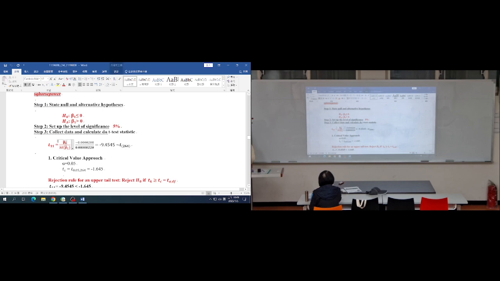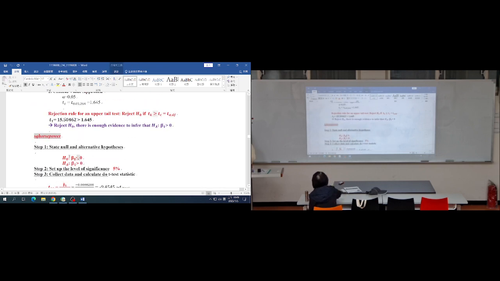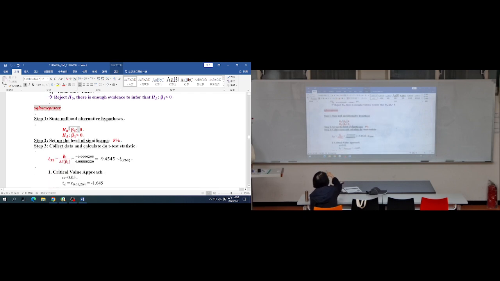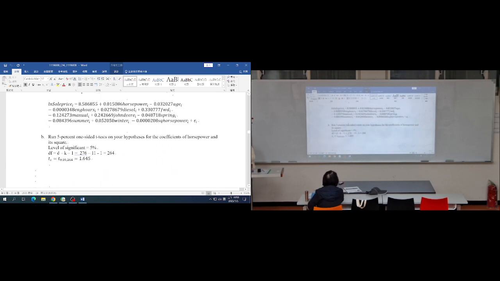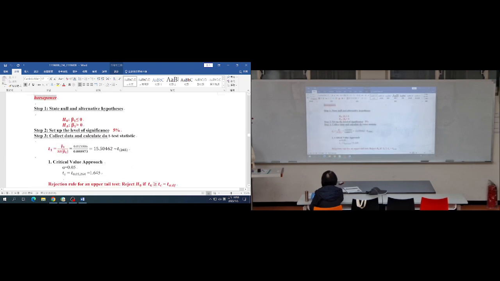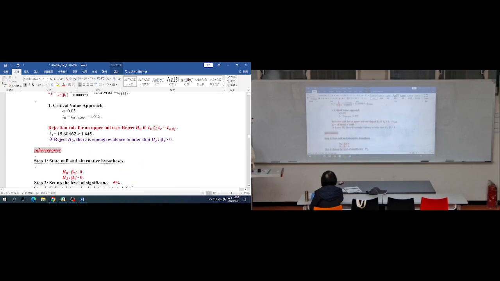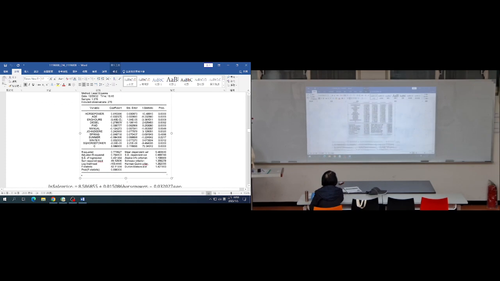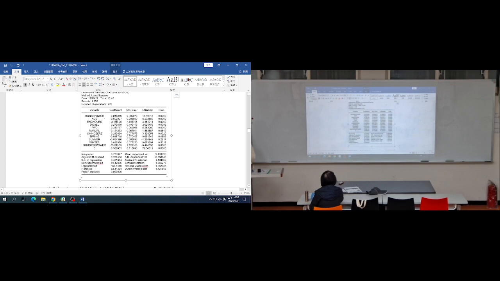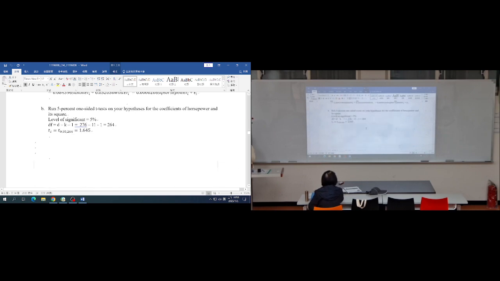Step one. So it should be beta 11 here. Beta 11? Yes. And what is the horsepower? Let me see your output. Where is your output for the horsepower square? Okay, yeah, here. Yes, so horsepower is beta 1 and horsepower square is beta 11. Yes. Okay.